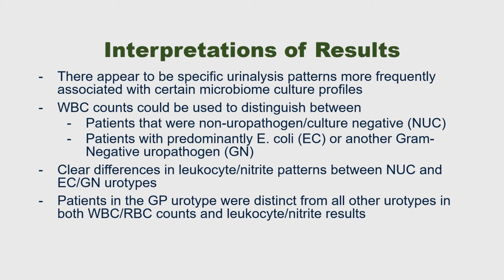Further, there were clear differences in leukocyte and nitrite patterns between non-uropathogen predominant and E. coli predominant or gram-negative pathogen dominant urotypes. Finally, patients in the gram-positive pathogen urotype were distinct from all others in both median white blood cell and red blood cell counts, as well as the relative proportions across leukocyte and nitrite phenotypes.